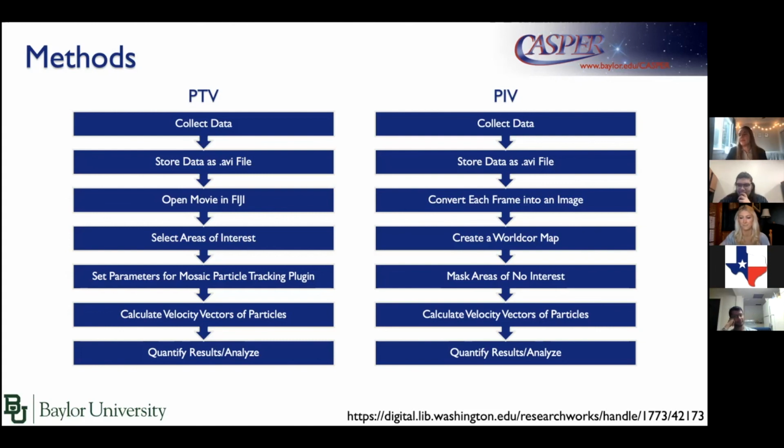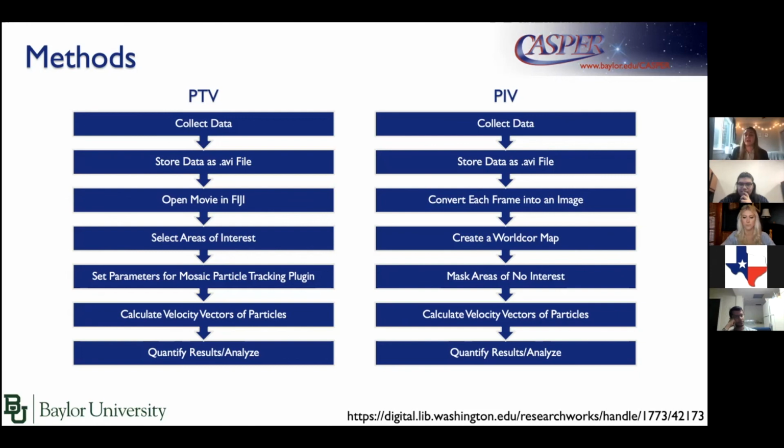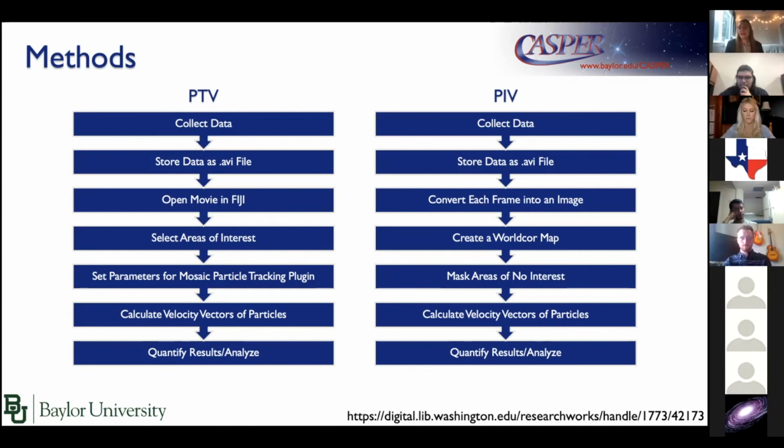Okay. Then you select the area you want to analyze and open the plugin Mosaic Particle Tracking to begin the analysis of each individual particle. The program then tracks each particle and calculates their individual velocity vectors. The data is then stored in data tables, and a small video of the particle's paths is produced, which is saved for further analysis later on.